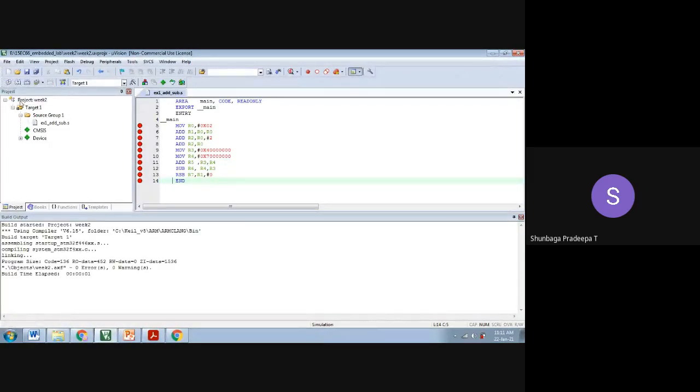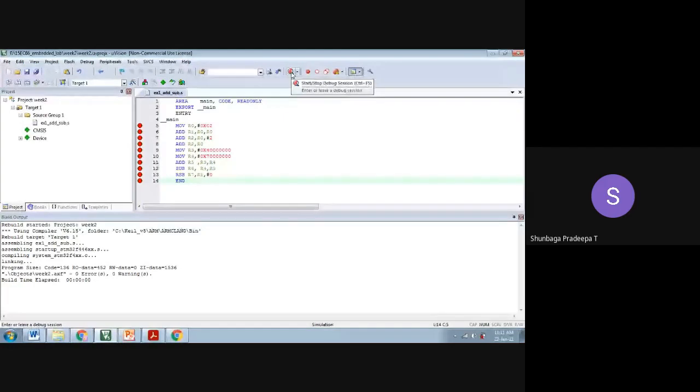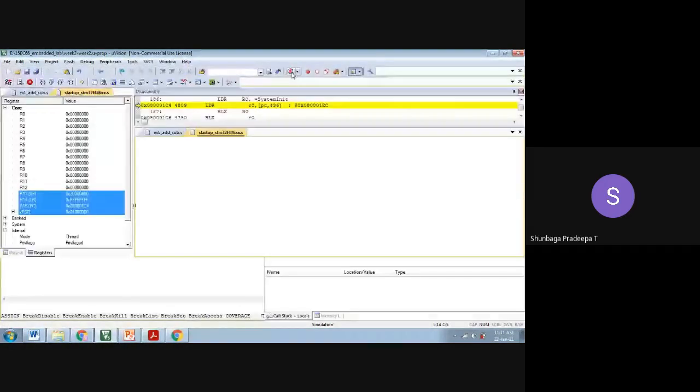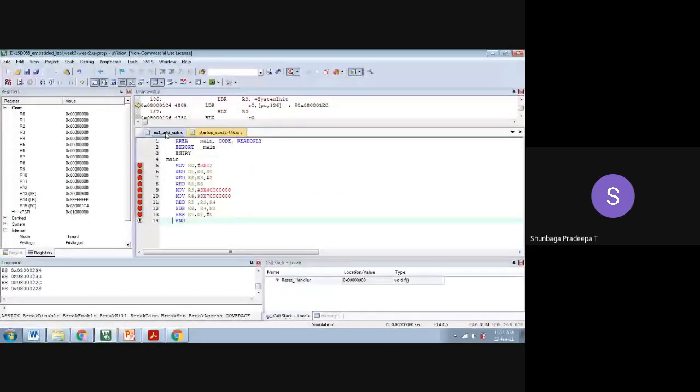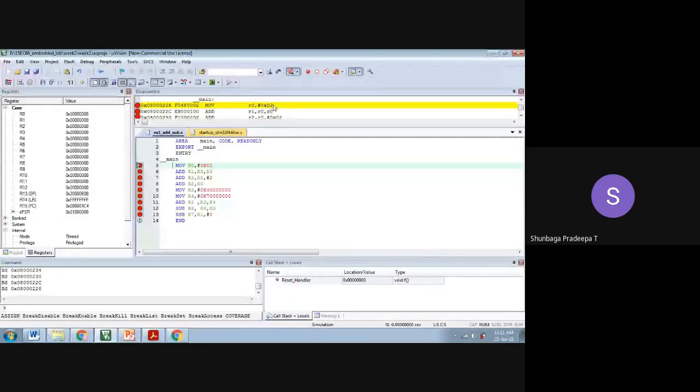There are no errors, no warnings. Once this is over, we will move on to start or stop the debug session. We have configured this debugger as a simulator, so it will enter into the simulator mode. Our first instruction here is MOV R0, #02, which means the immediate value 02 is moved into the R0 register.